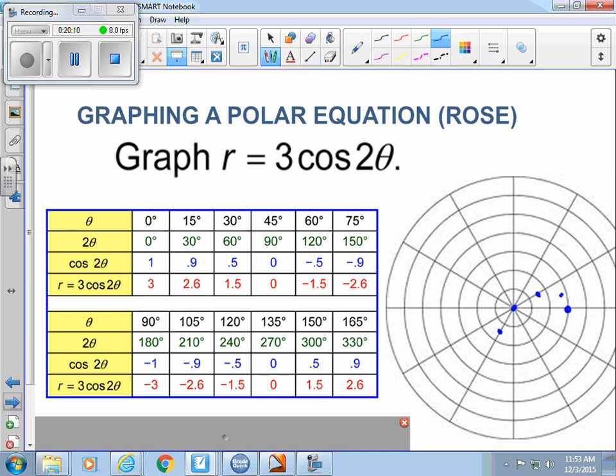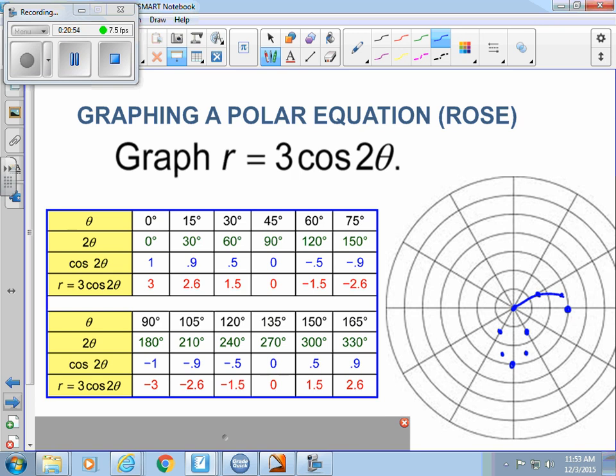75. Again, you probably didn't do 75. That's okay. So it's this angle here. Negative 2.6. And negative 90 degrees is negative 3, which would put it down here. Agree? 105, which is this angle here. Negative 2.6. Put that down. And then 120, negative 1.5.